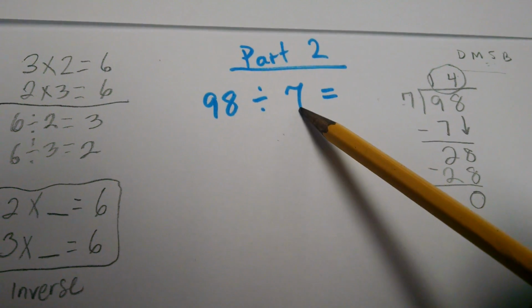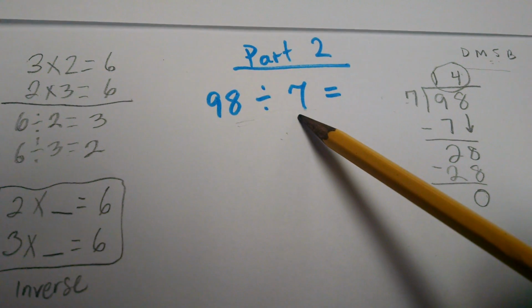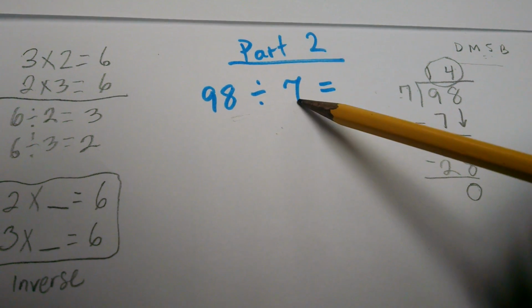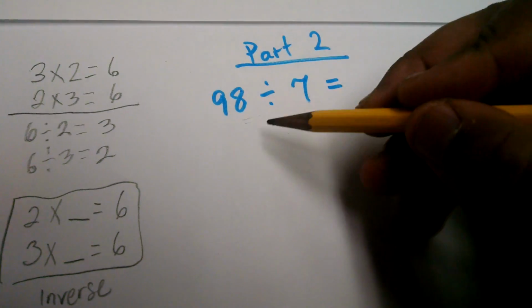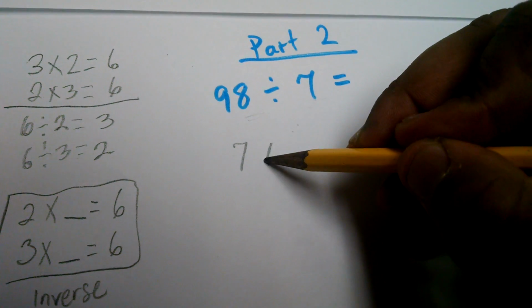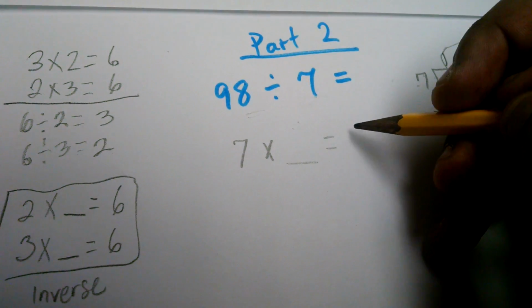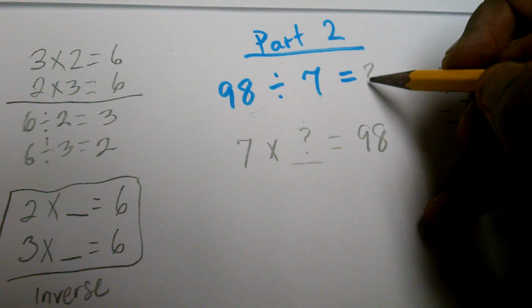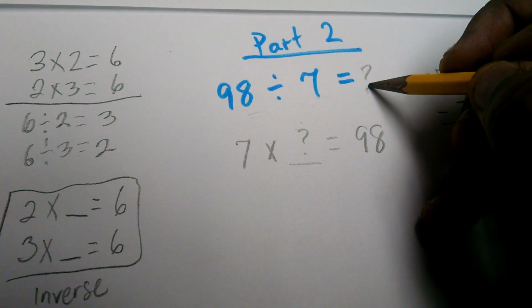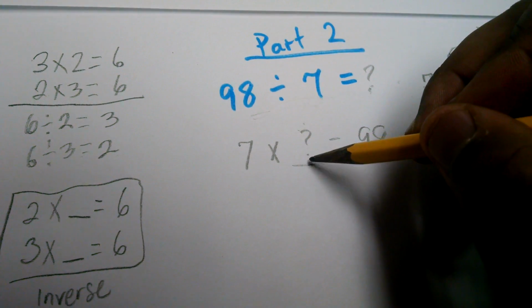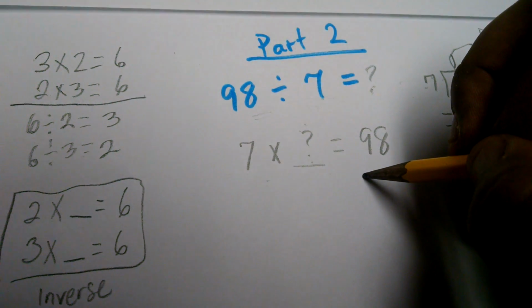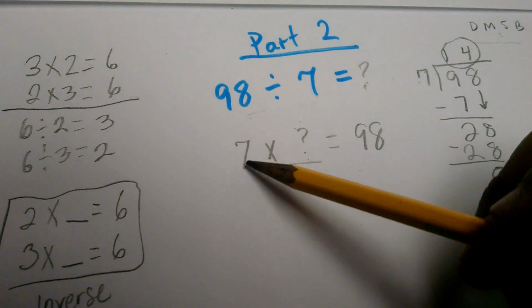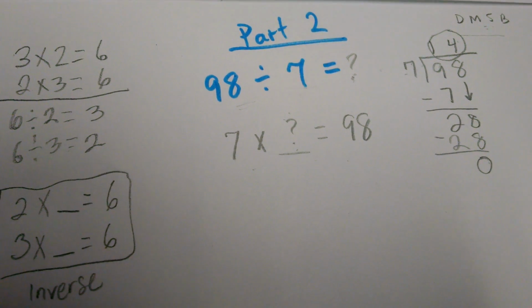So let's look at this problem, 98 divided by 7. I want to think of 7 as my factor. And in division, I'm looking for the missing factor. The quotient, or the answer to the division problem, is also the missing factor to a multiplication problem. Well, I'm asking myself, what times 7 equals 98?